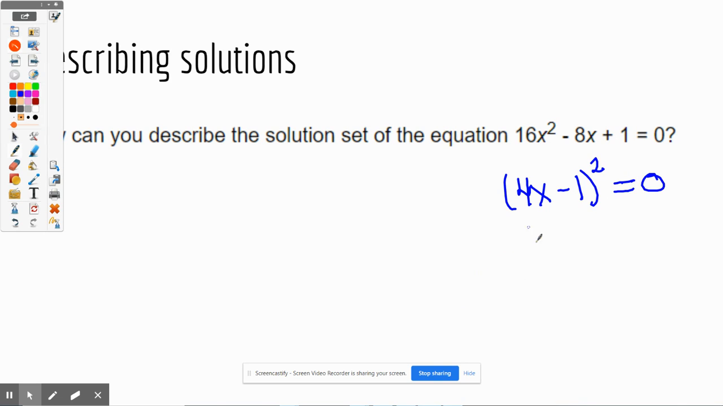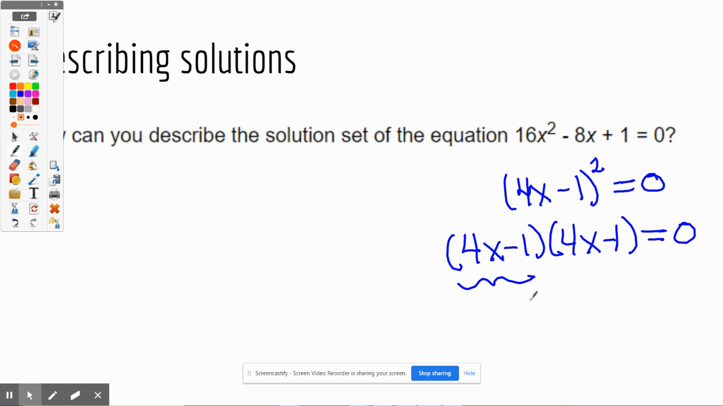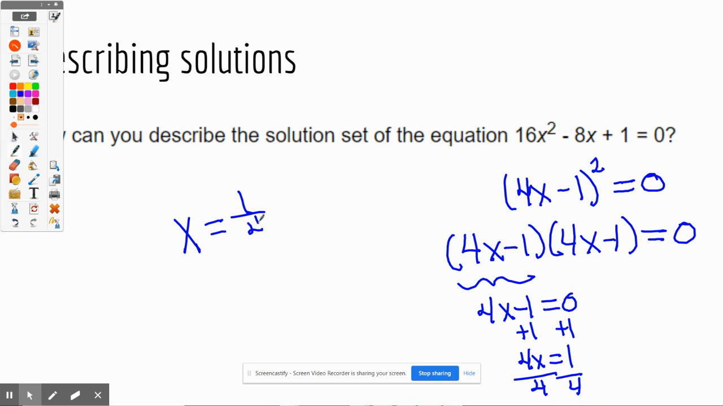Okay, so how do we find the solution here? Well, that's the same thing as 4x minus 1 times 4x minus 1. So what is happening here is that I'm getting the same answer 2 times. 4x minus 1 equal to 0. If I add 1 and divide by 4, I get 1/4, but I get that 2 times. So I get x equals 1/4. I'm only going to get one solution, but it's called a double root, like I said.